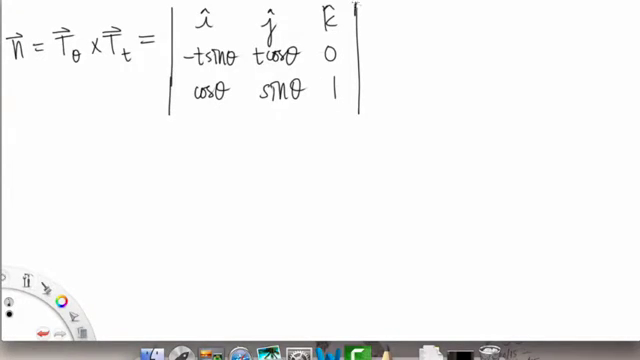Now we're going to take the determinant. That's going to look like i times, focusing only on this box here, the product of these two is t cosine theta, and then minus 0, so that'll just be like that. And then we have a minus j hat.